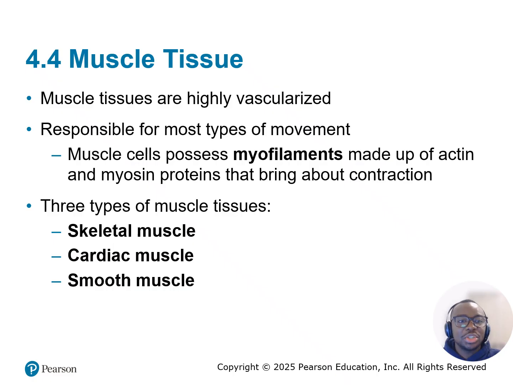The next major tissue type is muscle tissue. Muscle tissues are highly vascularized, and they are responsible for most types of movement. Muscle cells possess myofilaments made up of actin and myosin proteins that bring about contraction. There are three types of muscle tissue: skeletal muscle, cardiac muscle, and smooth muscle.